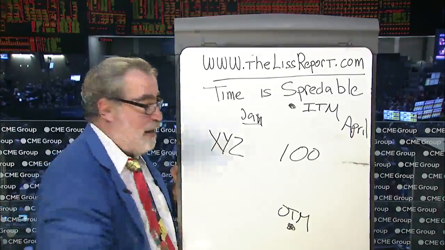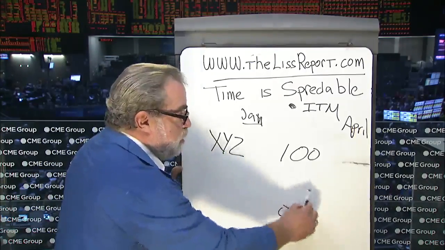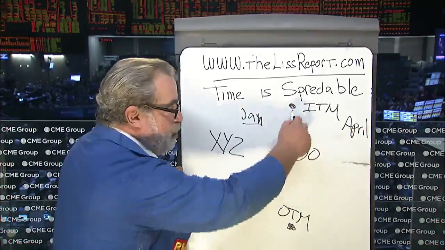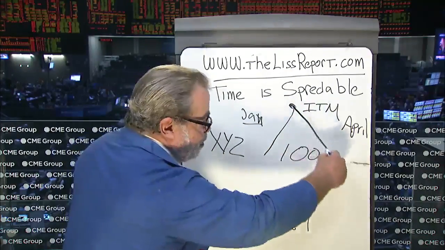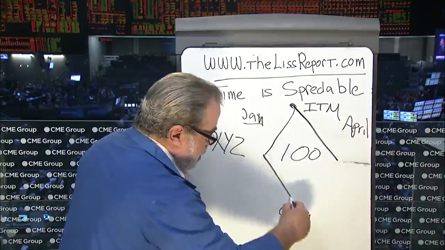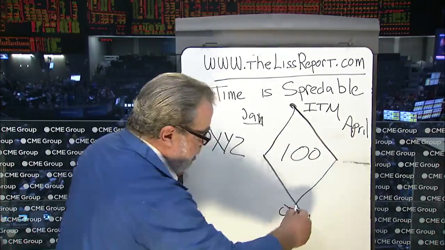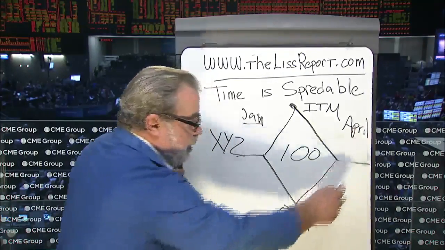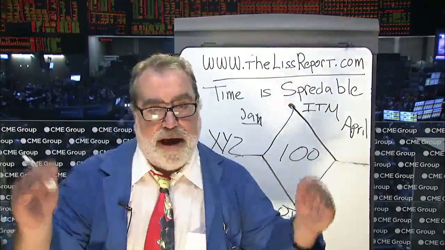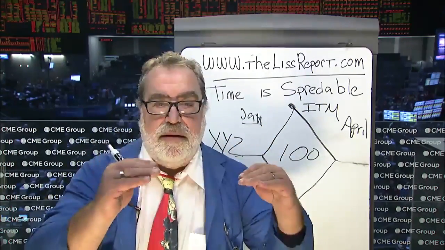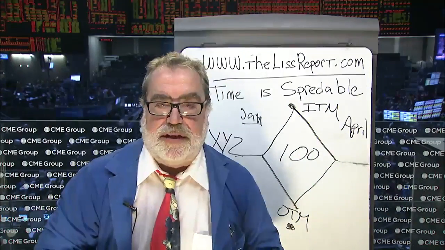What can we extrapolate? As the stock approaches the strike from either down or up, the time spread will widen from zero. Meaning, the time spread will be widest with the stock or index exactly at the strike. So how can we take advantage of this?